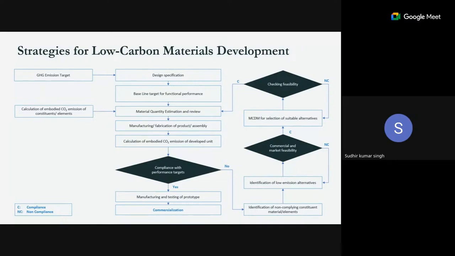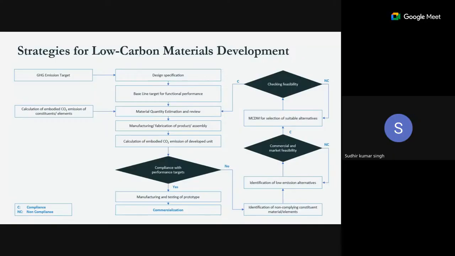So in continuation to that, we can have a strategy. I can fix a GHG emission target for my own material. From where is it coming? GWP. From where is the GWP coming? If I want to compare my own material to a certain EPD which is established in some different location, I want to match my material to that and I want to design my material accordingly. I have a target. I design the specification. Then I design the baseline target for functional performance because that has to be satisfied.